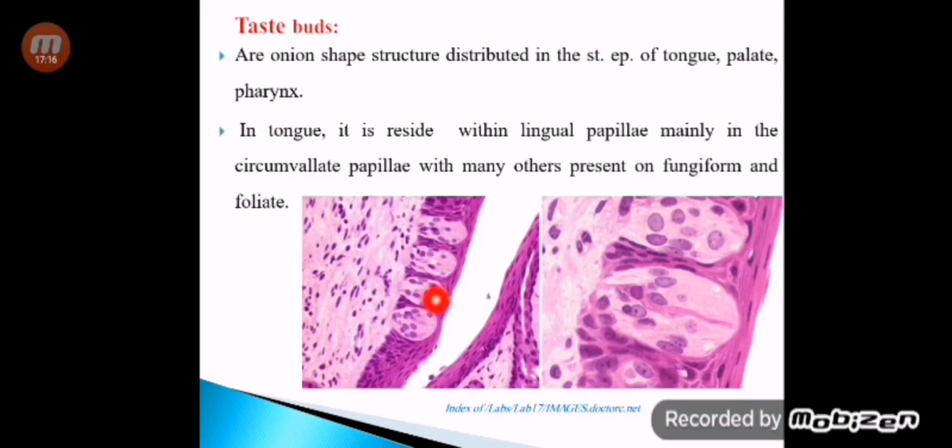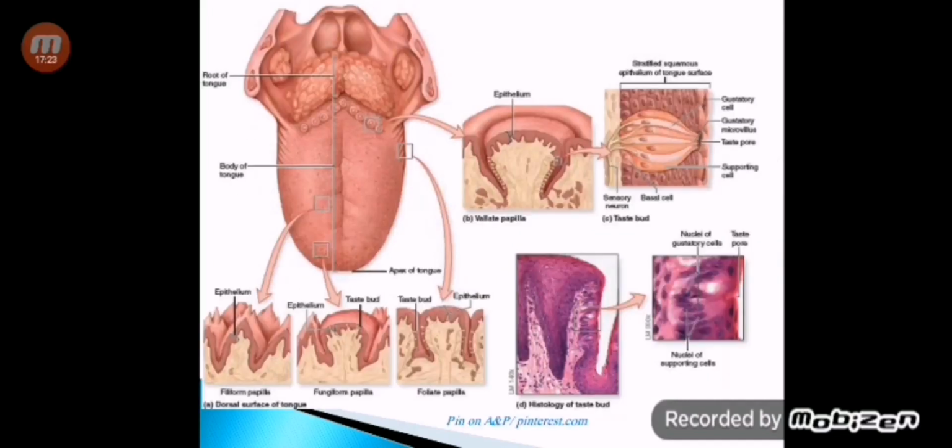This is the histological appearance of the taste bud, and this is the high power. This picture shows the anatomical surface of the tongue and the anatomical distribution of these lingual papillae, with the histological finding of the taste bud.